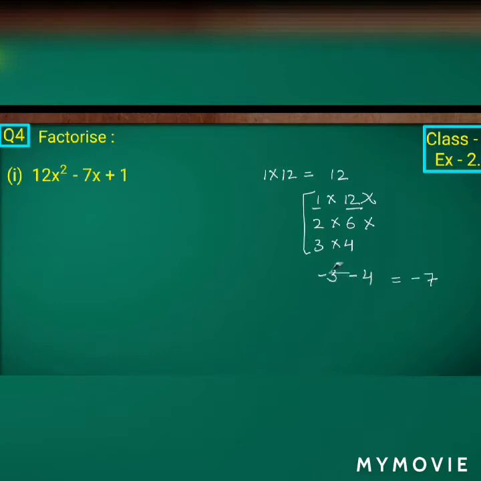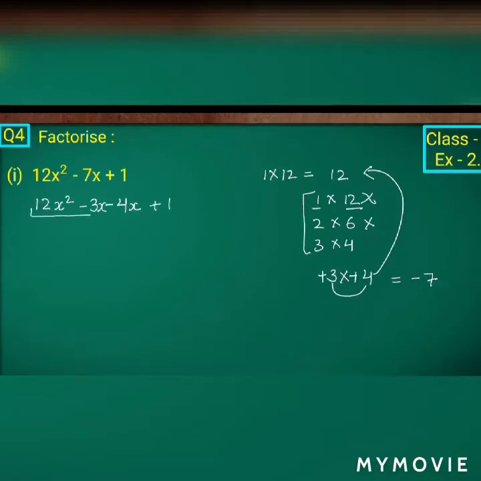Keep in mind that minus 3 into minus 4 will give, minus into minus plus, 3 4 is 12. We are getting the product 12, so the factors of 12 are 3 and 4. So we'll keep in terms of 3 and 4 here. 12x square, and minus 7x I am replacing with minus 3x minus 4x. The addition of 3 and 4 gives 7, so minus 3x minus 4x plus 1.